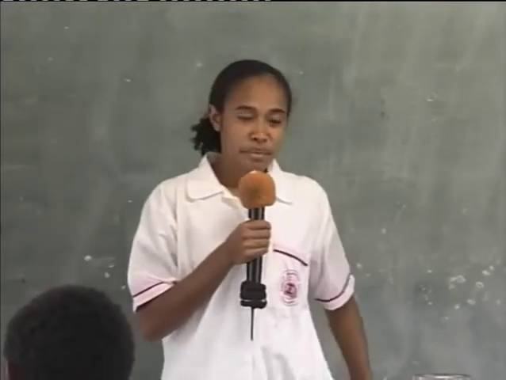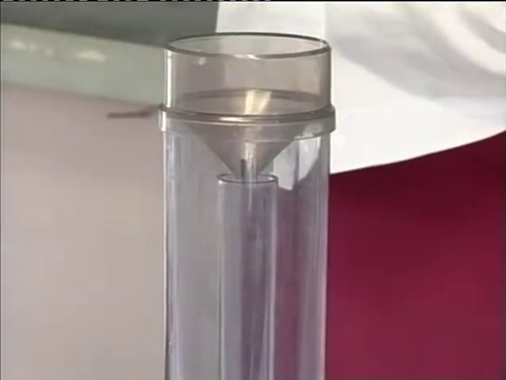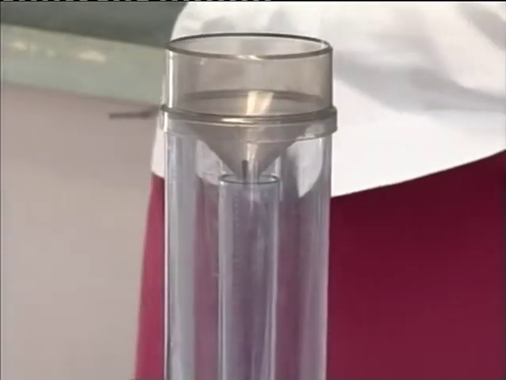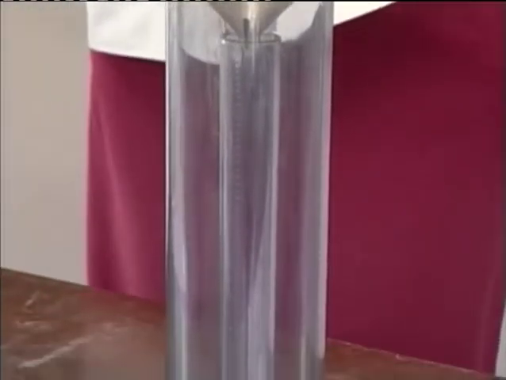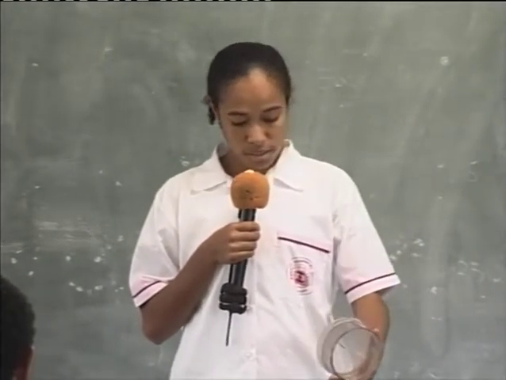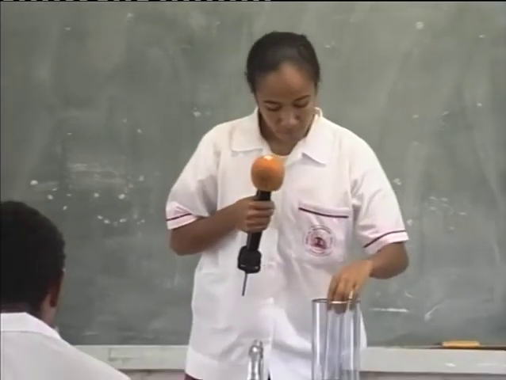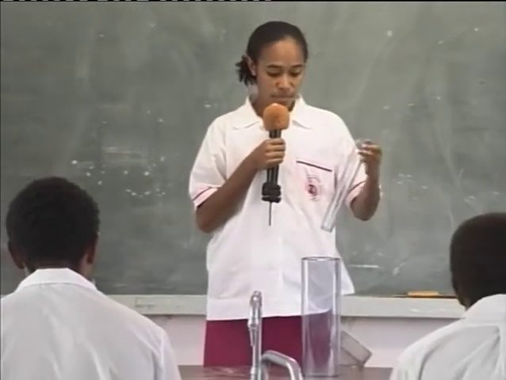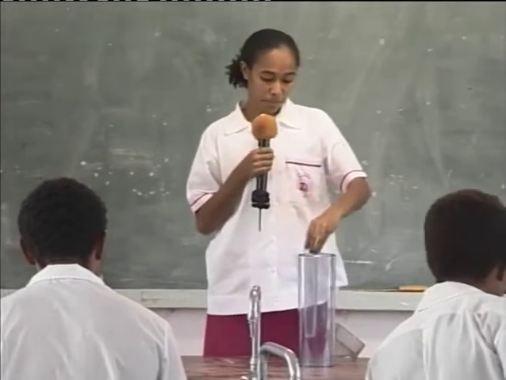Our presentation is on the rain gauge. A rain gauge is an instrument used to measure rainfall, and it consists of a funnel and a measuring cylinder in a container, a plastic container.